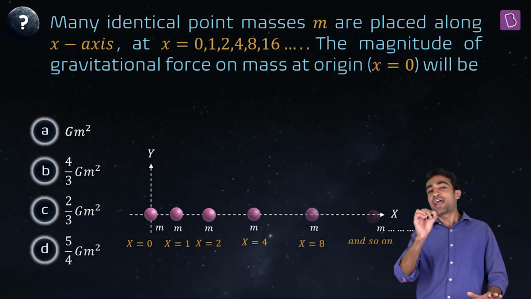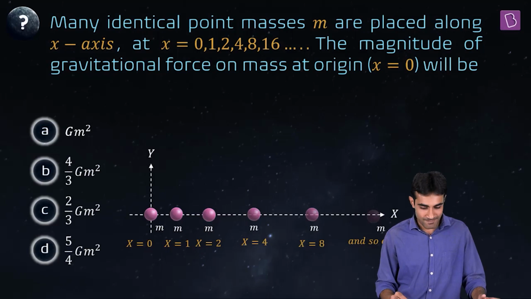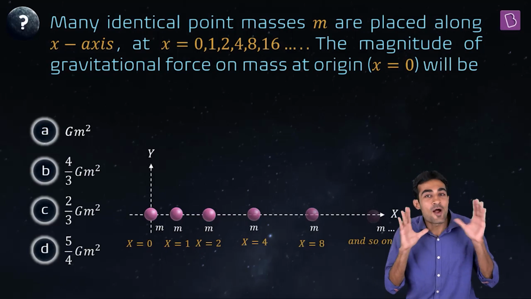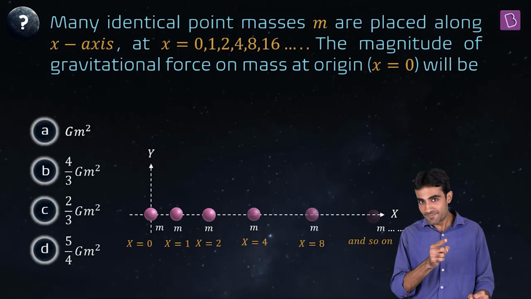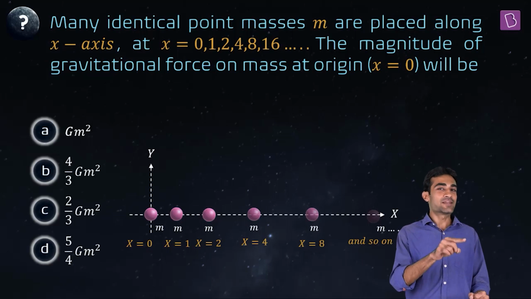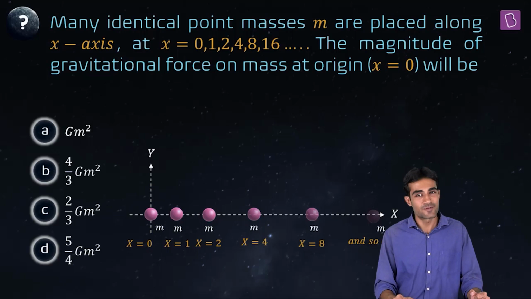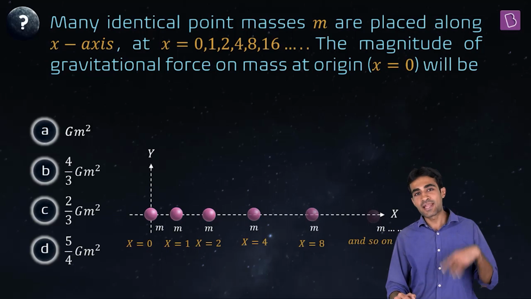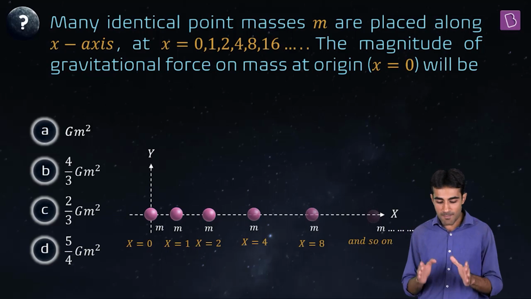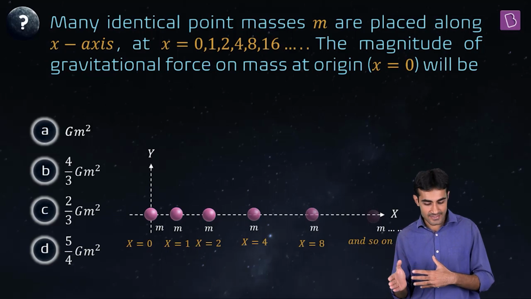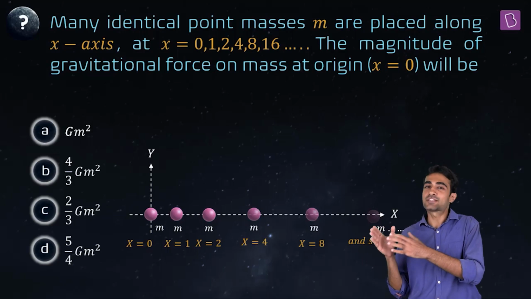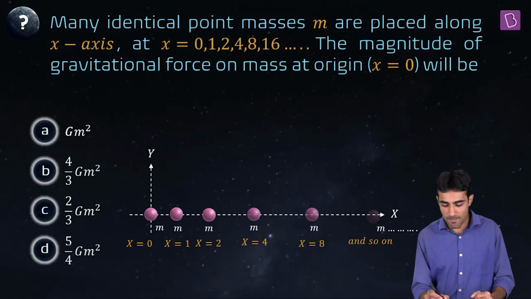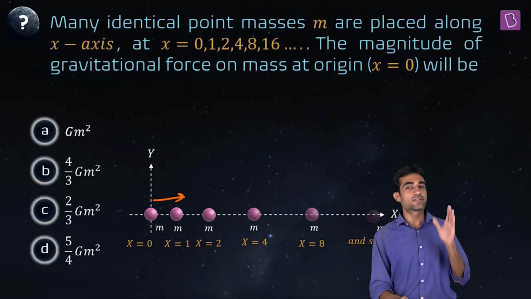Many identical point masses, small m each, are placed along the x-axis at wonderful locations. Let me give you the wonderful locations. x equal to 0, x equal to 1, x equal to 2, x equal to 4, x equal to 8, x equal to 16, and so on and on. The magnitude of gravitational force on mass placed at origin x equal to 0 will be... Now, all the masses which are placed on the positive x-axis, that is at x equal to 1, x equal to 2, x equal to 4, x equal to 8, x equal to 16, and so on, all these masses will pull the mass placed at origin along the positive x direction.